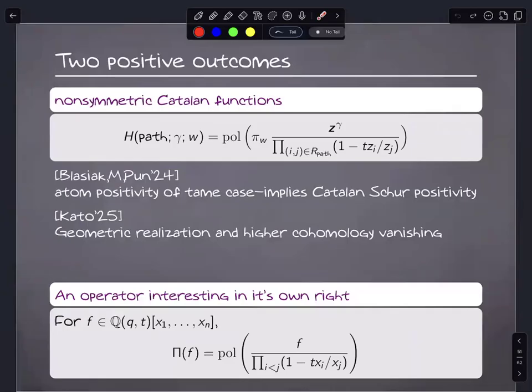The other positive outcome is that we discovered, like I was trying to allude to in the previous slide, that this polynomial truncation of keys is an amazing operation in its own right. So we define an operator that says, take any polynomial, divide by these powers that we've been seeing all over the place, and then take this polynomial truncation. So very similar to what we've been doing already, but now just think of it as an operator.